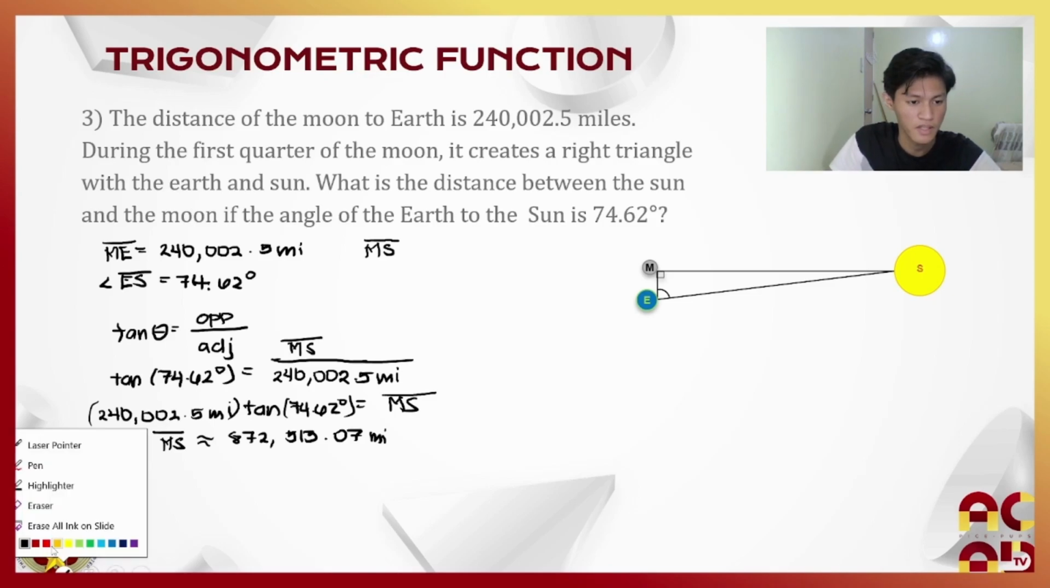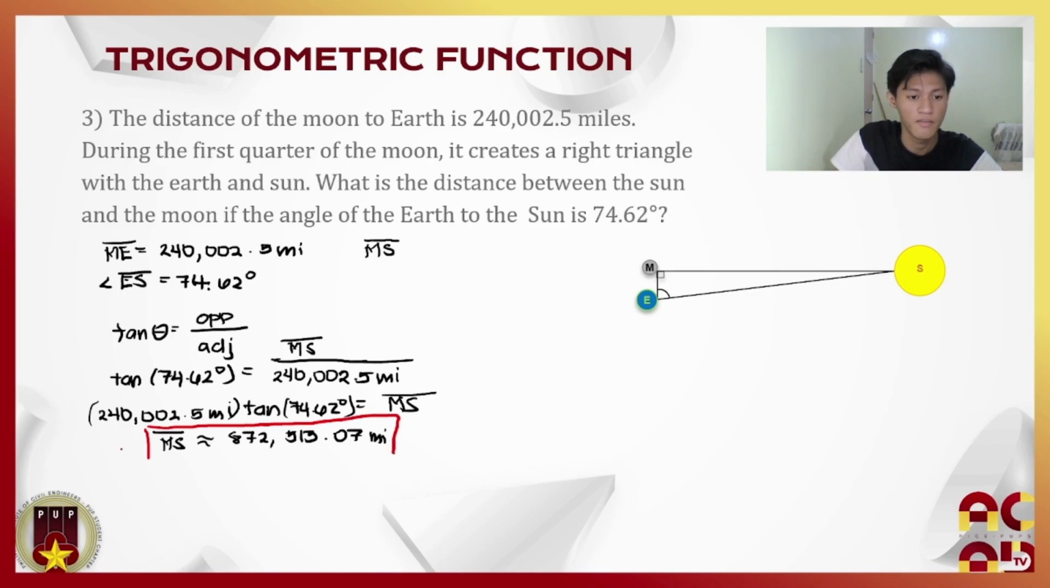So, ito na yung ating final answer, since ayun lang naman yung hinahanap. Distance from the moon to the sun, given yung mga dimensions na meron tayo, like yung reference angle and yung distance from the moon to the earth. So, nagme-make sense naman na mas mahaba yung distance from the moon to the sun compare sa distance from the moon to the earth. So, yung distance from moon to the earth is about 200,000 lang, and then yung distance from moon to the sun is about 800,000 or halos magna 900,000 na.